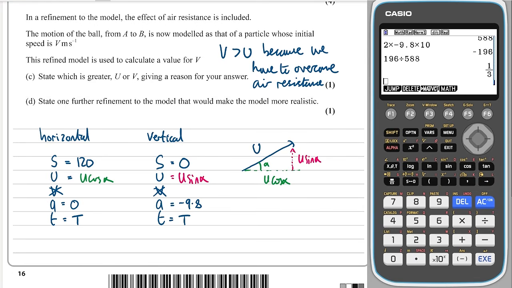And one other model refinement, well, you could say the shape of the ball is considered, or you could say the spin of the ball. Those are the two classic ones other than air resistance.